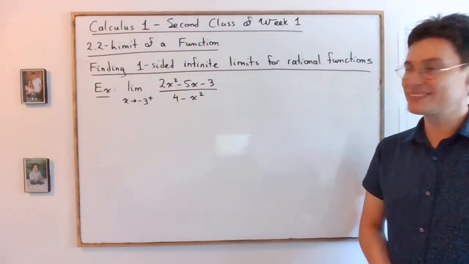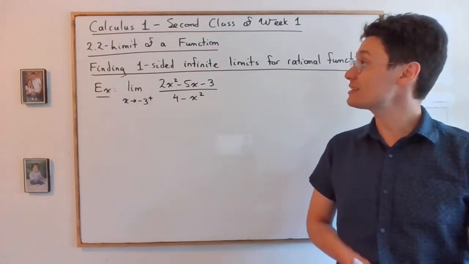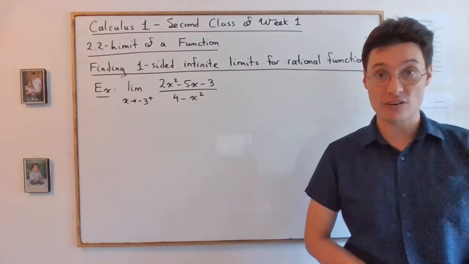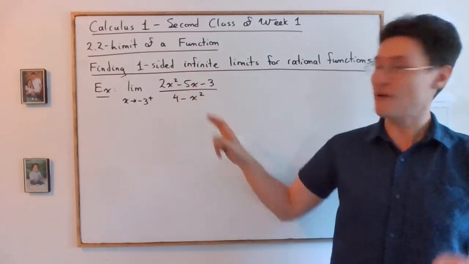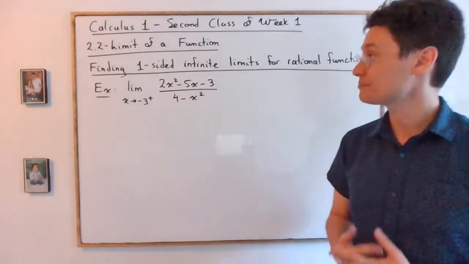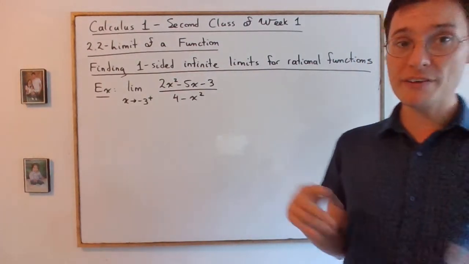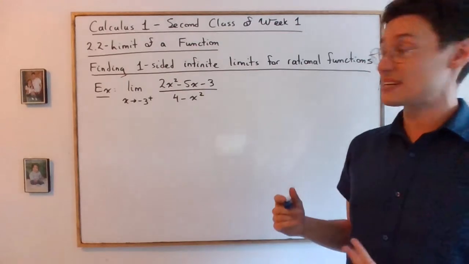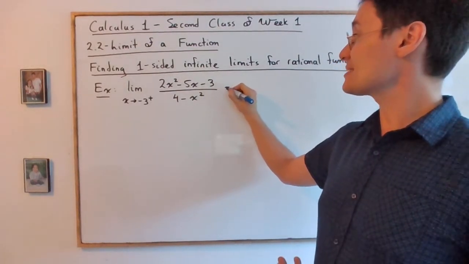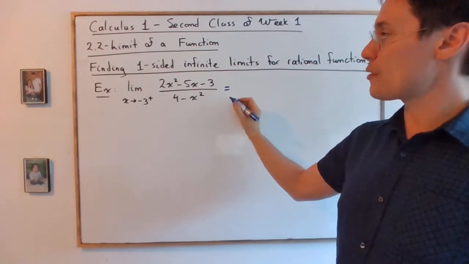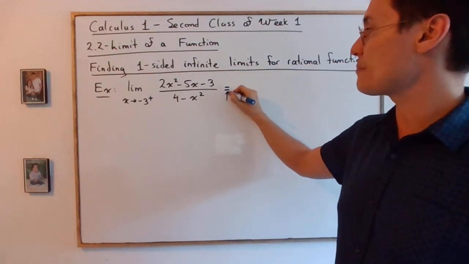Hi Calculus 1 students. So in this video, we will be again finding one-sided infinite limits for rational functions. Rational functions, I recall, are fractions of polynomials, right? And I will recall the 4 steps as I go through this example. So the first step to evaluate this limit is to replace -3 and see what we get from here. This is step number 1.